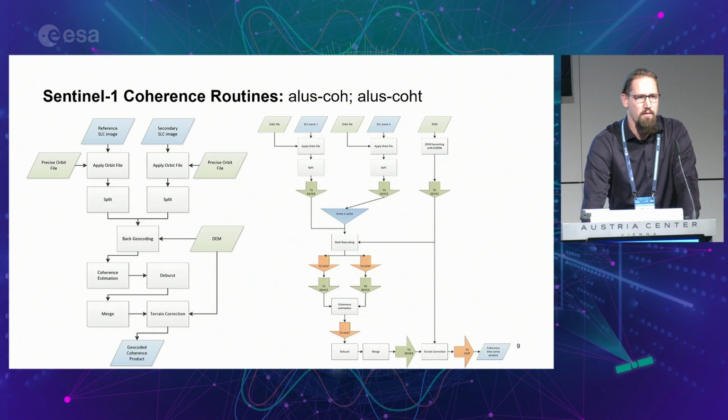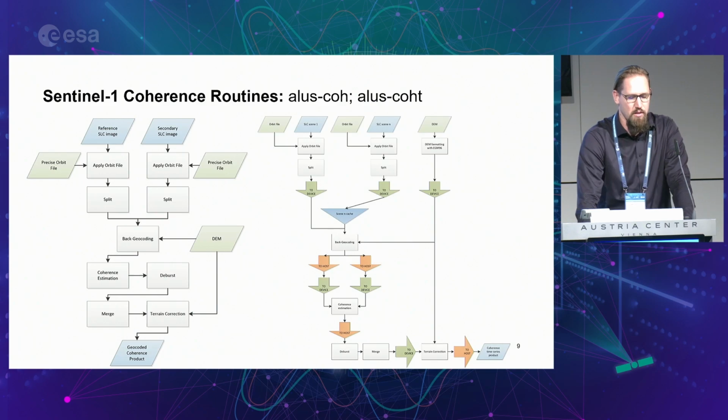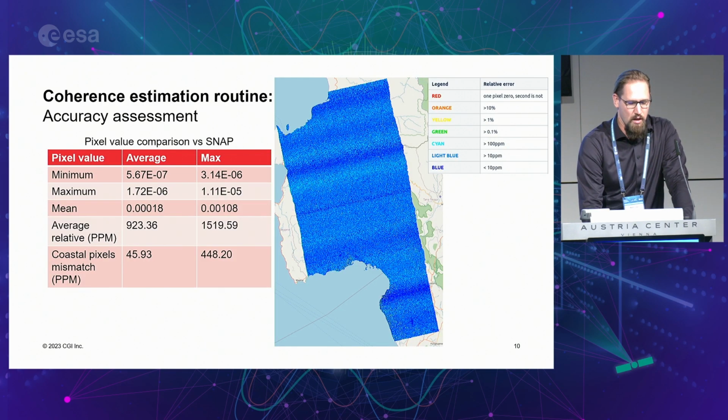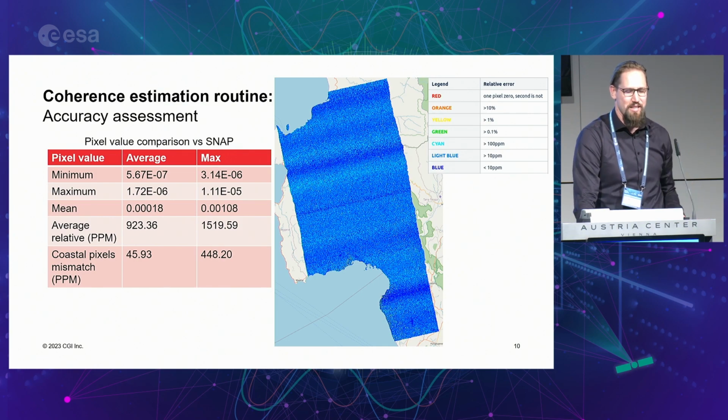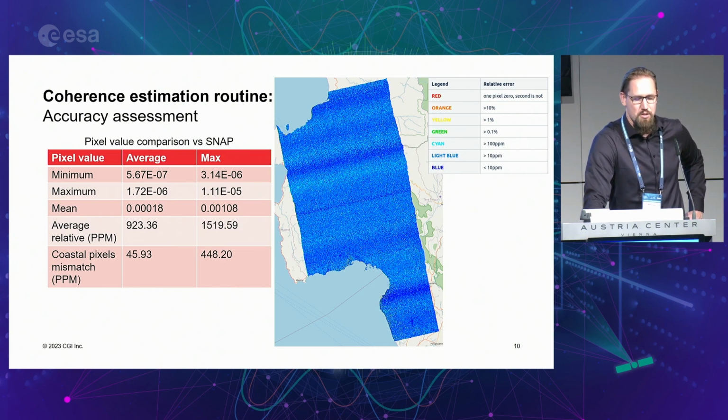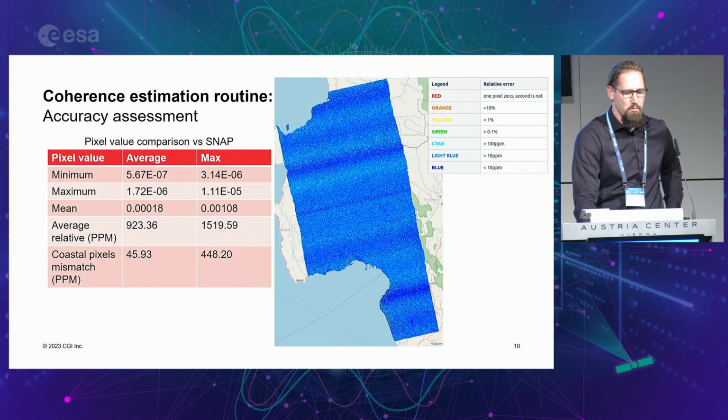So you can have 2 or 10 or 100 inputs to this routine. You can generate a coherence timeline using GPUs. While we develop, we always do accuracy assessment against the SNAP toolbox. So we use the same algorithms in SNAP as a ground reference data, so to say. We compare our results to the same results from the SNAP toolbox.